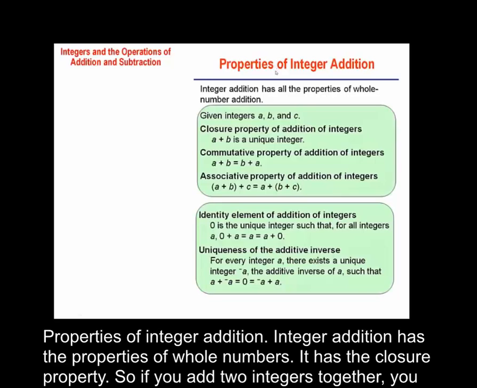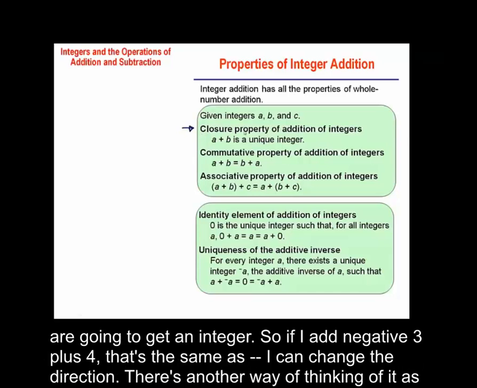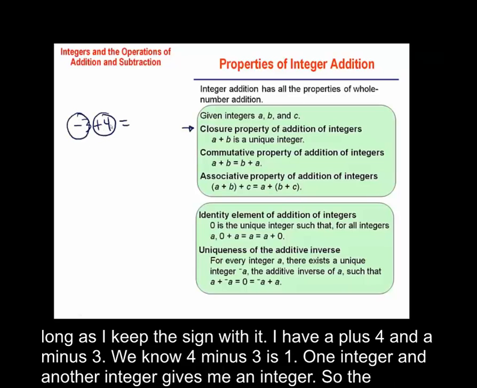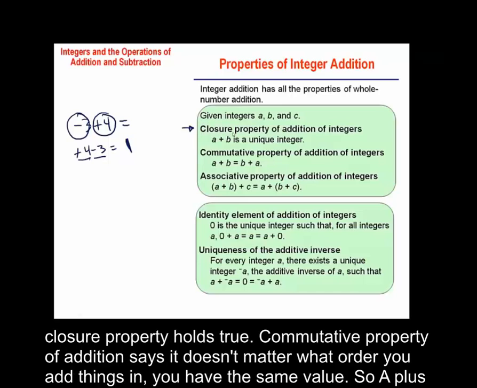Properties of integer addition. Integer addition has the properties of whole numbers. It has the closure property. So if you add two integers together, you are going to get an integer. So if I add negative 3 plus 4, that's the same as, I can change the direction. There's another way of thinking of it. As long as I keep the sign with it, I have a plus 4 and a minus 3. We know 4 minus 3 is 1. One integer and another integer gives me an integer. So the closure property holds true.